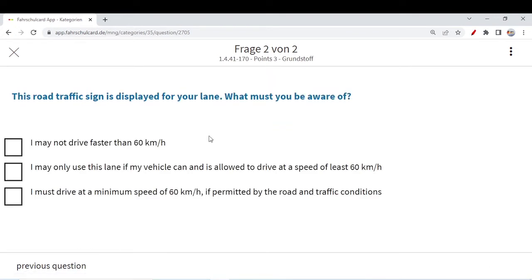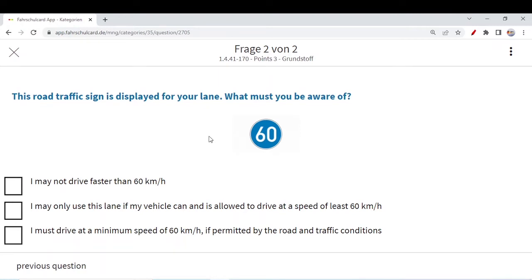The next question is, this road traffic sign is displayed for your lane. What must you be aware of?